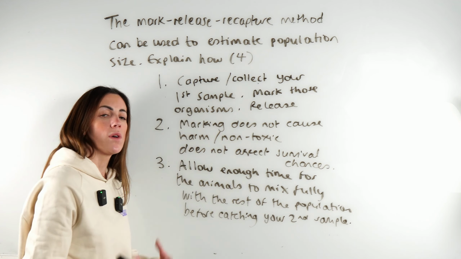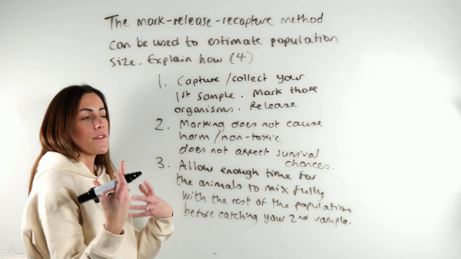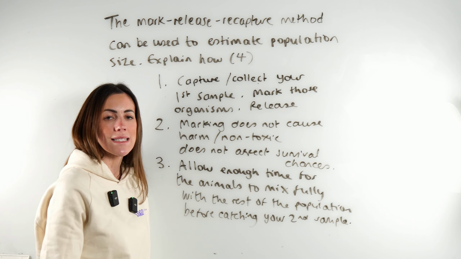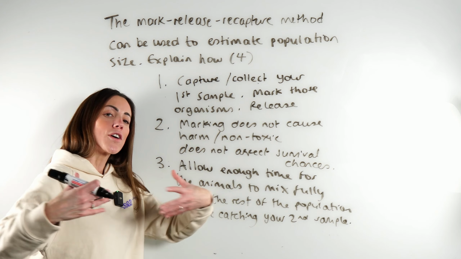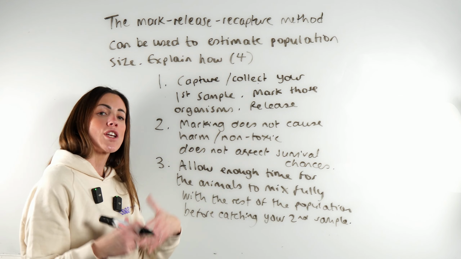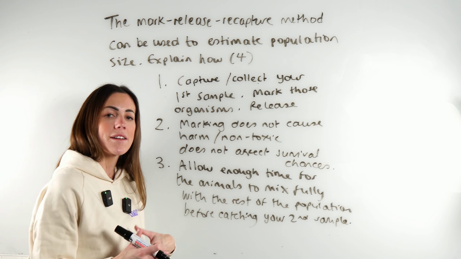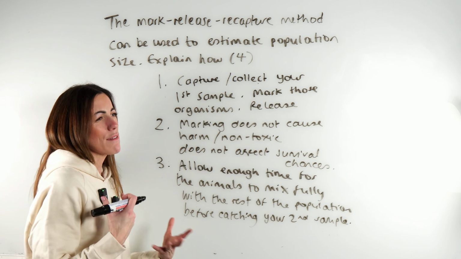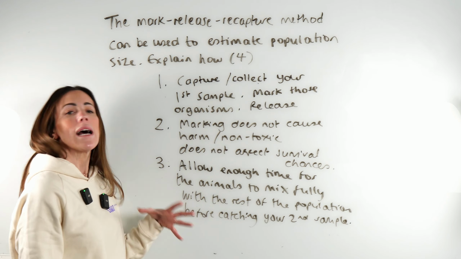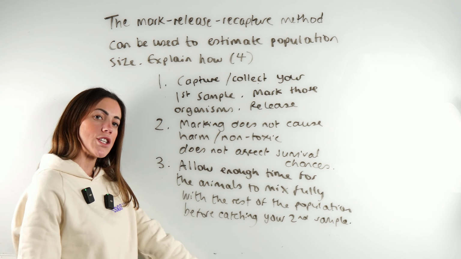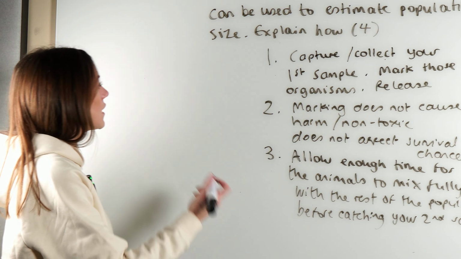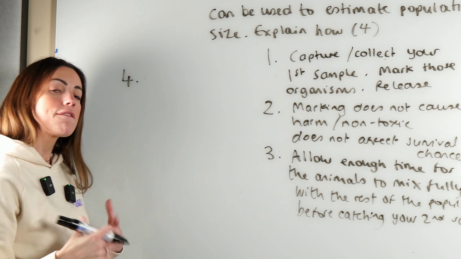Now, why is that important? Well, let's just think about it with a bit of common sense. If you mark your individuals, release them, and then straight away set up your traps again in the same place, those individuals you've marked are not going to have time to move away and fully mix with the rest of the population. So it's likely you'll catch lots of the same individuals again because they're still close by, and that will then give you an invalid estimate for your population size. So you've got to allow time for them to mix fully with the rest of the population before you capture your second sample.